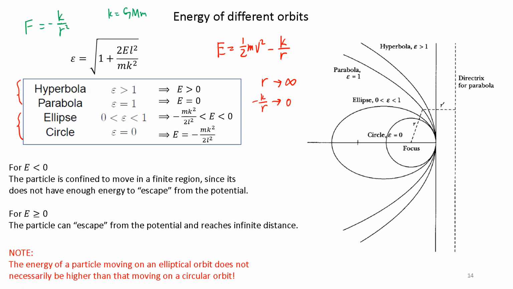But you might ask, will that violate these relations? The thing to notice is that when you see these inequalities or equalities, these numbers, well, it's not really a constant. So mk squared and 2 are constants, but L squared itself is actually not a constant, because L is the angular momentum.